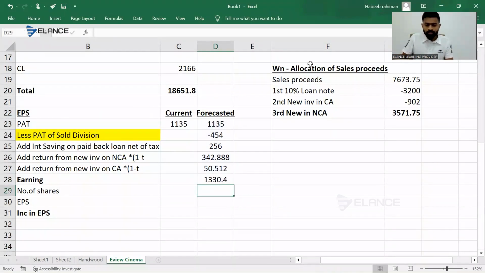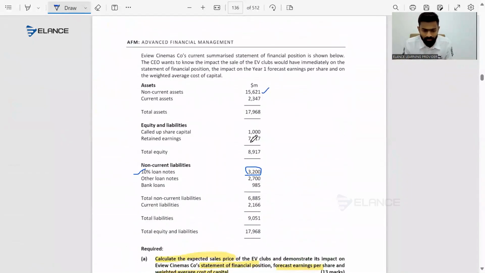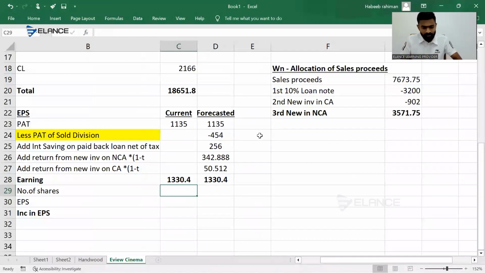And the total will be the earnings and number of shares. These could be easily picked from the balance sheet. They said share capital of 1,000 and the par value is 1 itself. So it will be 1,000 here and here. So the EPS will be 1130 divided by 1,000.